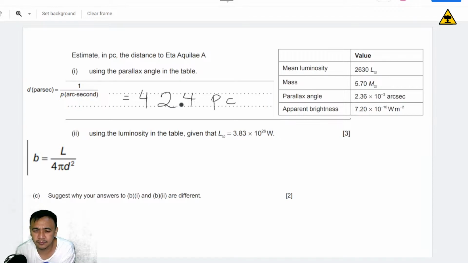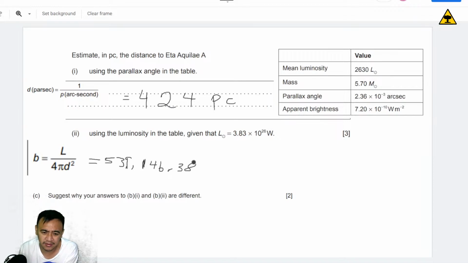I got 53,000... No, wait. 53,000. No, not 53,000. 539,000. 59,000. 146. 146.38. 0.38. That's way too big.